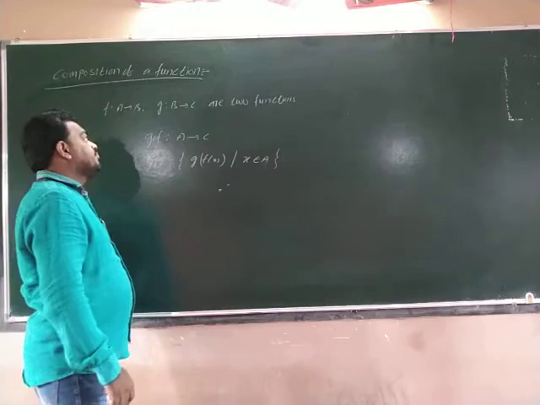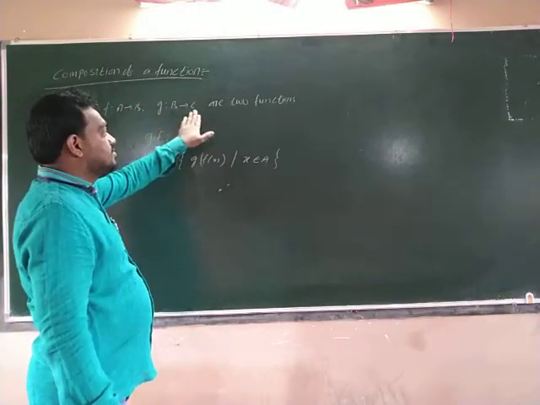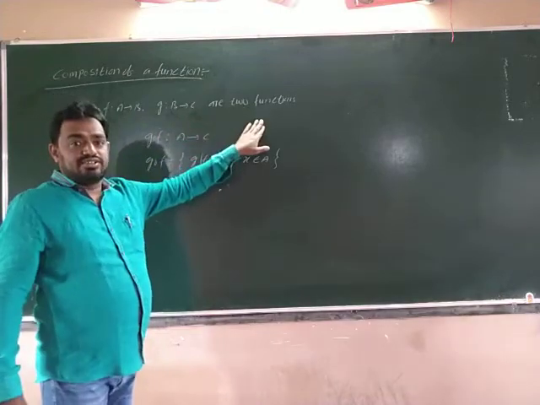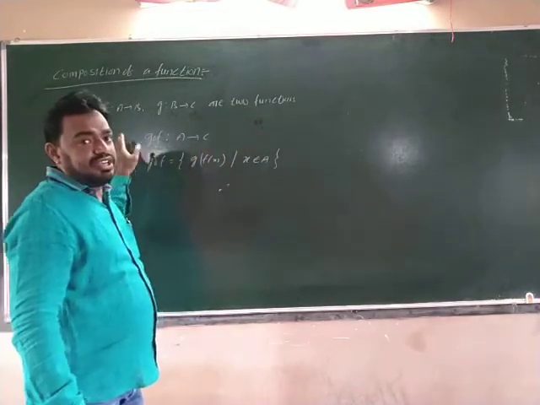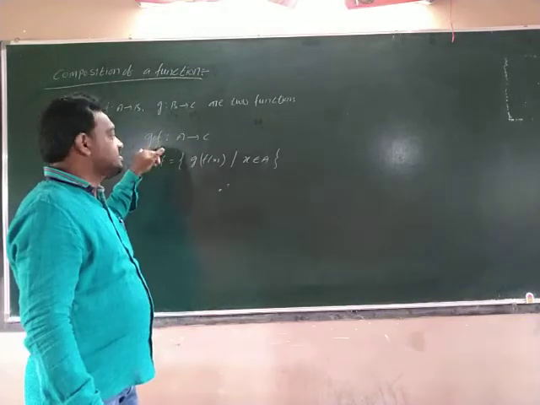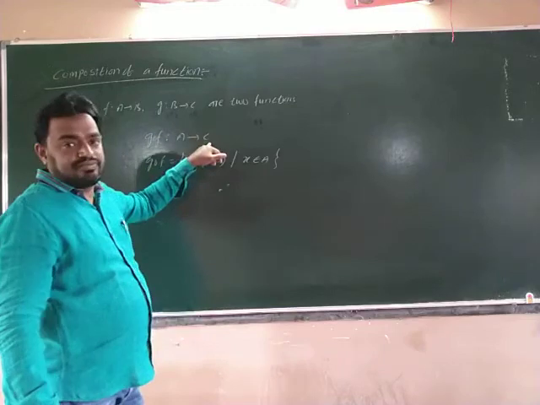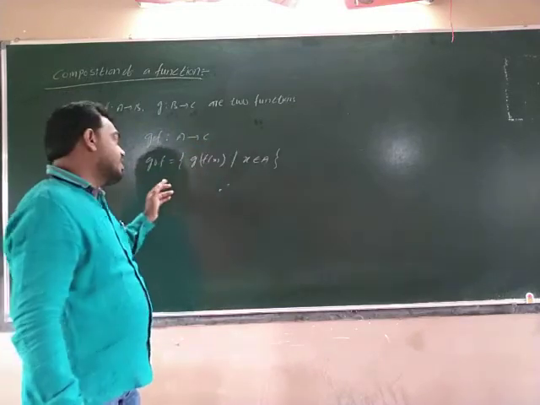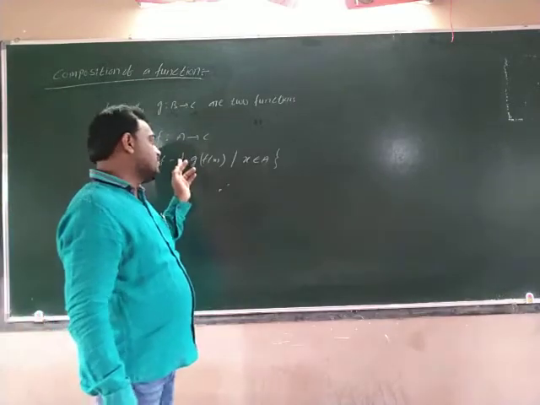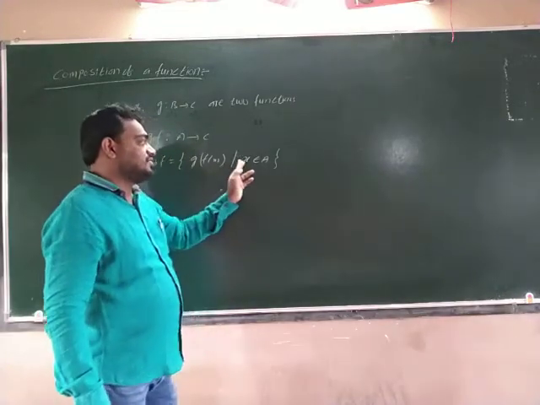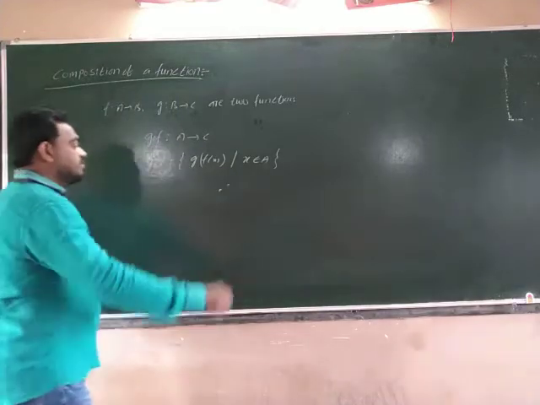See again, f is a mapping from A to B, g is a mapping from B to C, two functions. The composition of the functions f and g is denoted by g circle f, from A to C, and it is defined by g circle f equals g of f of x such that x belongs to A. This is the definition of composition of the function.